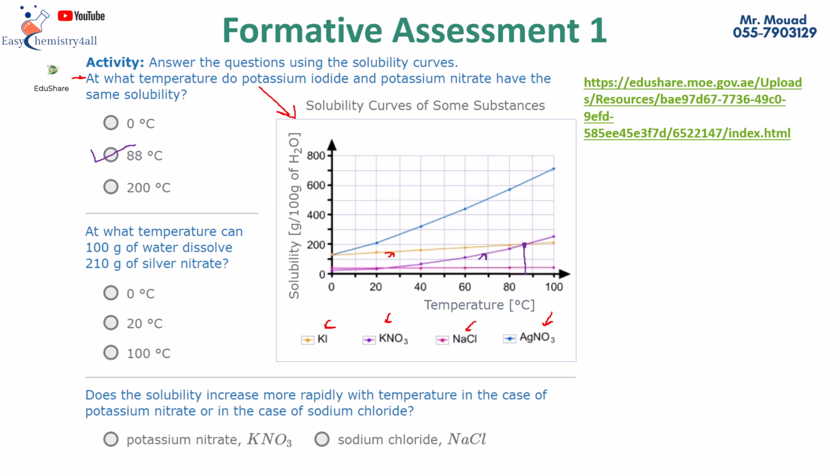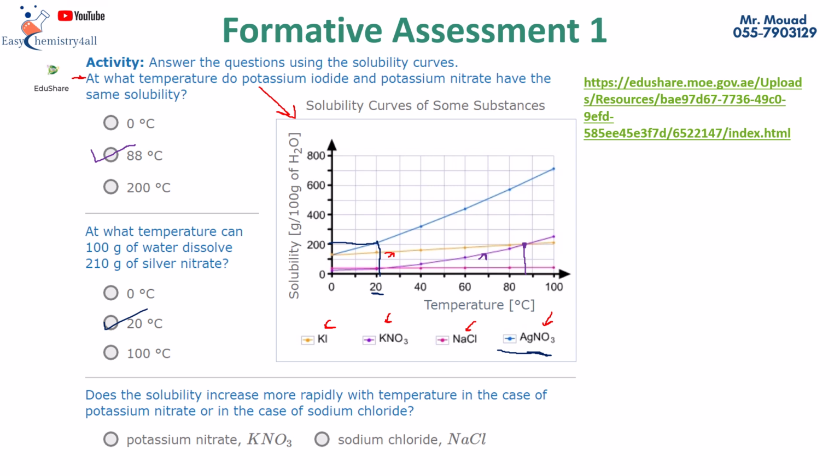All right, the second question. At what temperature can 100 grams of water dissolve 210 grams of silver nitrate? All right, where is silver nitrate? Silver nitrate is the blue one here. So we just go a little bit up of the 210, keep going until we reach the curve. What temperature is that? 20, so 20 degrees Celsius. And that's the correct answer.